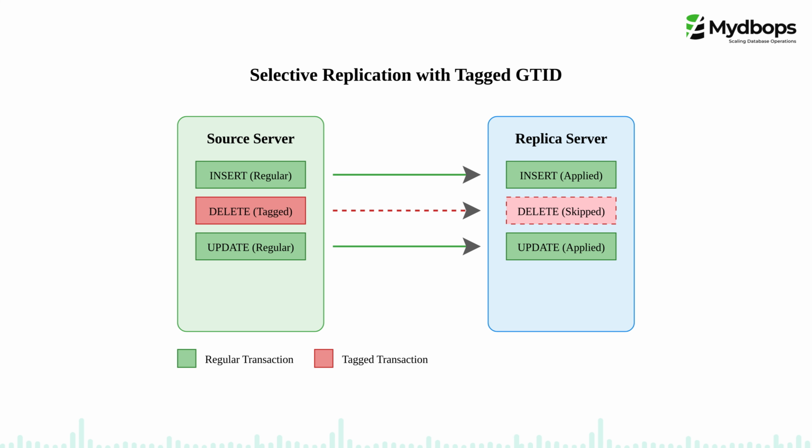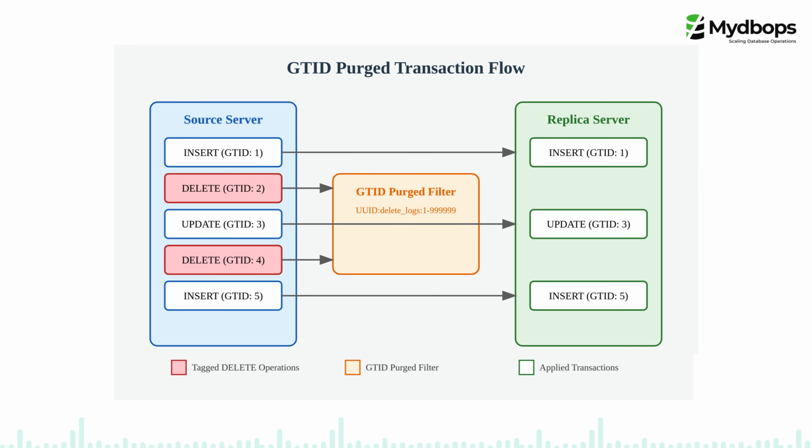It basically all boils down to understanding GTID, Global Transaction ID. Right. It's this unique identifier that's given to every single transaction. And Tagged GTID is building on top of that. So on the receiving end, you have this concept called GTID purged. Okay. And it's basically acting as a filter. And it tells the replica, okay, skip any transaction that has a specific tag. So it's not magic, but it's definitely a pretty clever solution.